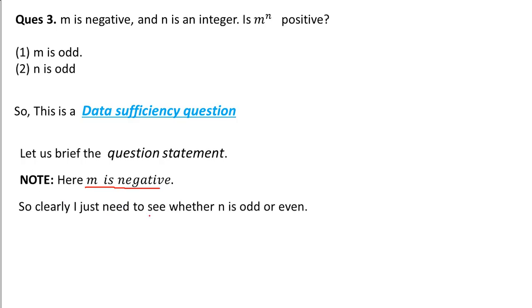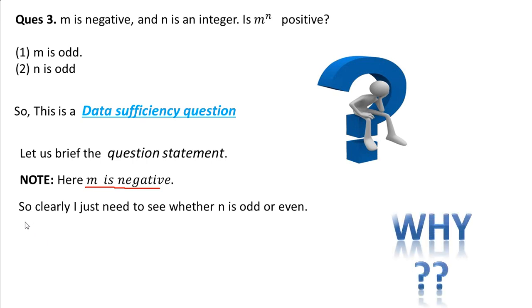So clearly I just need to see whether n is odd or not, because when I have a negative number raised to an even number, it gives me a positive value, and similarly a negative number raised to an odd power gives me a negative value. So I just need to check whether the power here, n, is even or odd.